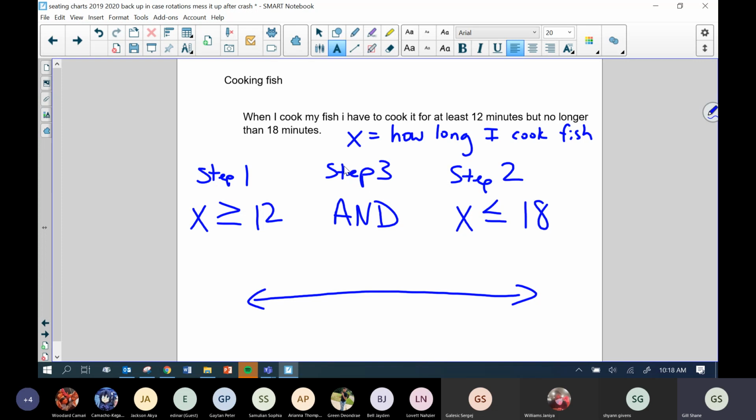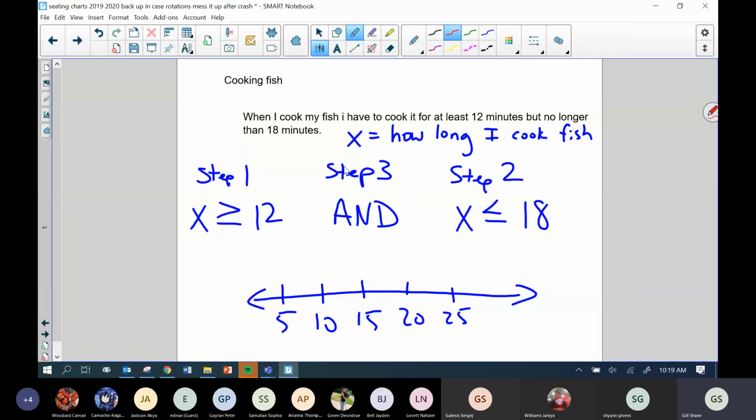I wouldn't start at 0. I would maybe start, say, 5, 10, 15, 20, and then 25, something like that. And then I would just estimate about where to put my numbers. So if I'm going to do that one first, I would put a circle on 12. And then it says I need to be greater than or equal to 12, so I would fill that in. And I would shade that way.